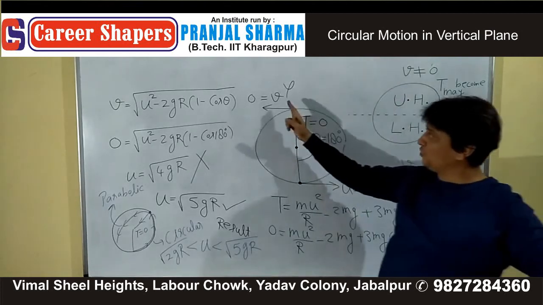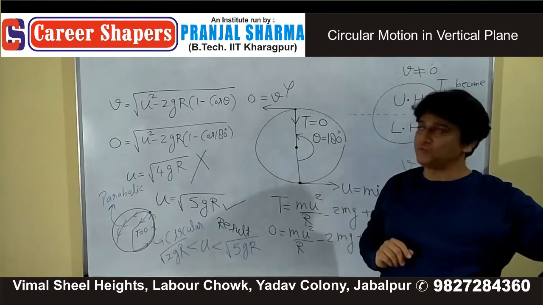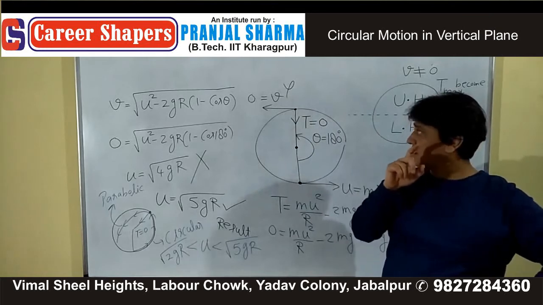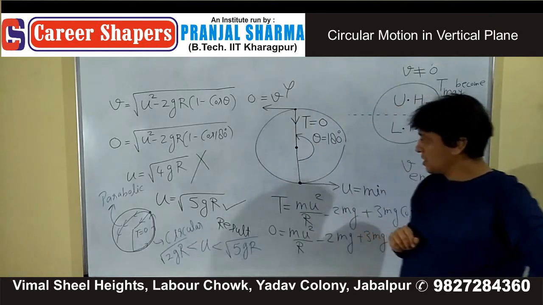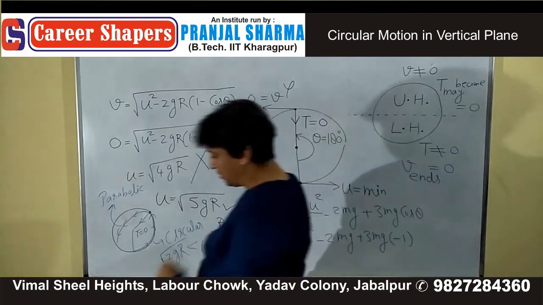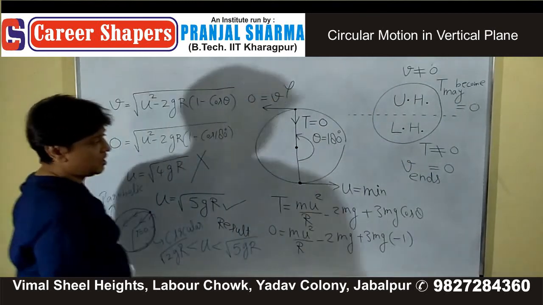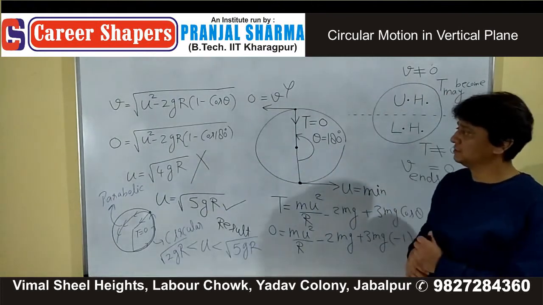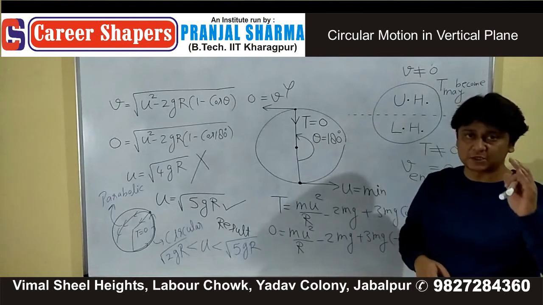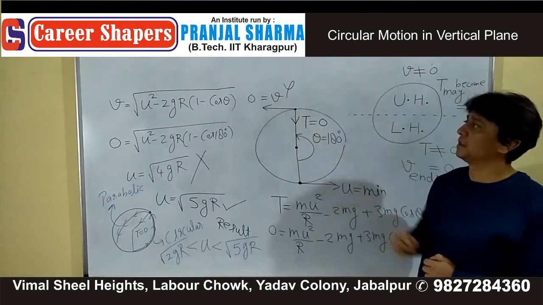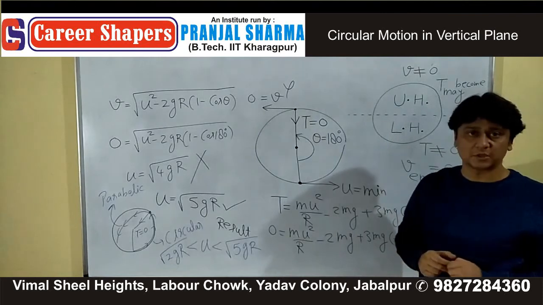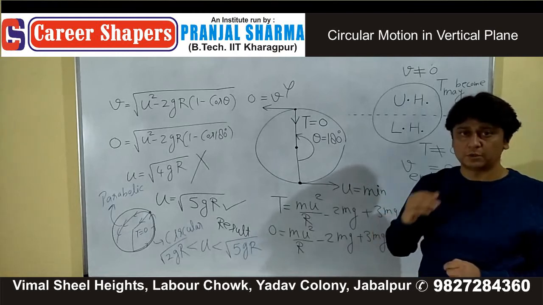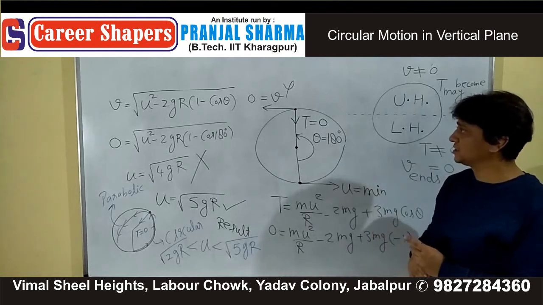Now, we found that V at the highest point is not 0. Let's go and find what it is at the highest point. Again, write down this as a question. When the object is just able to complete the full vertical circle, find out its velocity at the highest point. Pause the video, go for it, and then come back and see the solution.